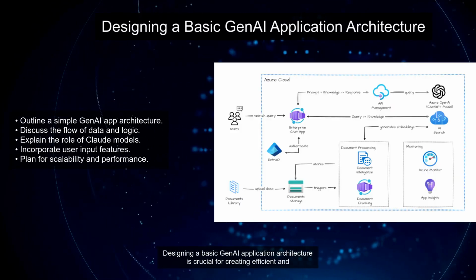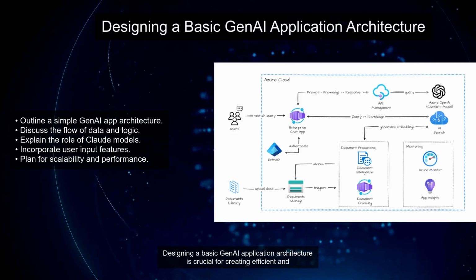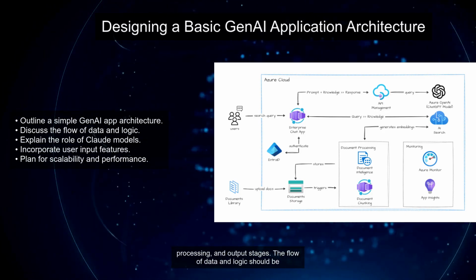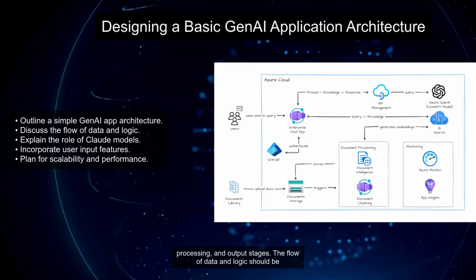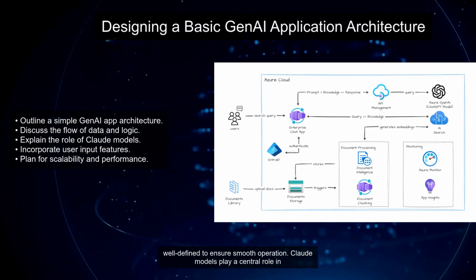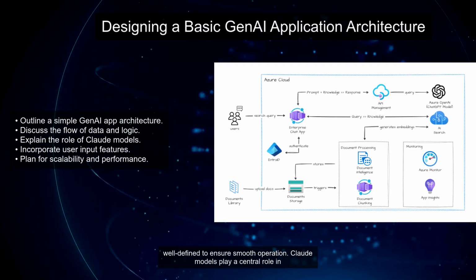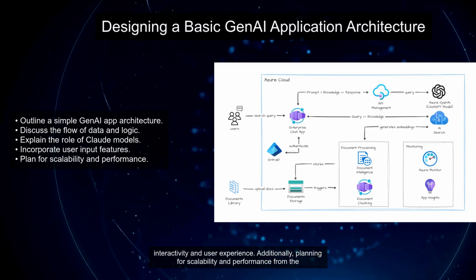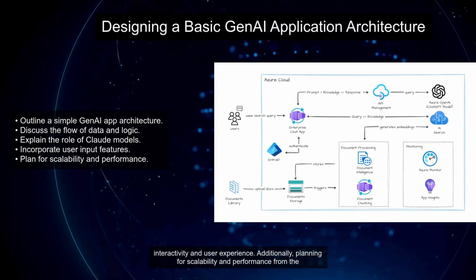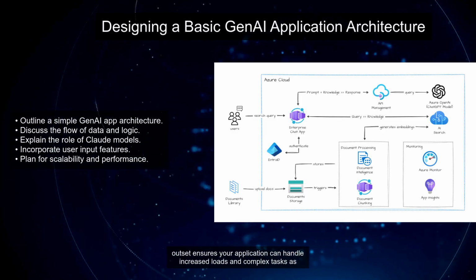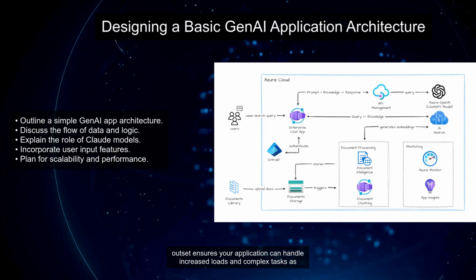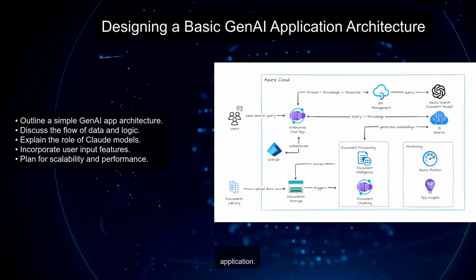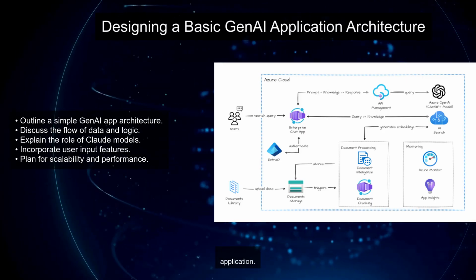Designing a basic GenAI application architecture is crucial for creating efficient and scalable applications. Start by outlining a simple architecture that includes data input, processing, and output stages. The flow of data and logic should be well defined to ensure smooth operation. Claude models play a central role in this architecture, handling the core AI tasks. Incorporating user input features enhances interactivity and user experience. Additionally, planning for scalability and performance from the outset ensures your application can handle increased loads and complex tasks as it evolves. A well-designed architecture is the backbone of a successful GenAI application.